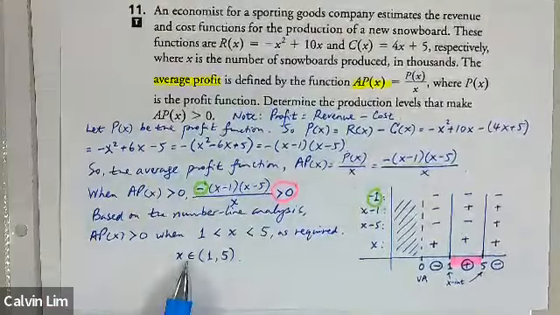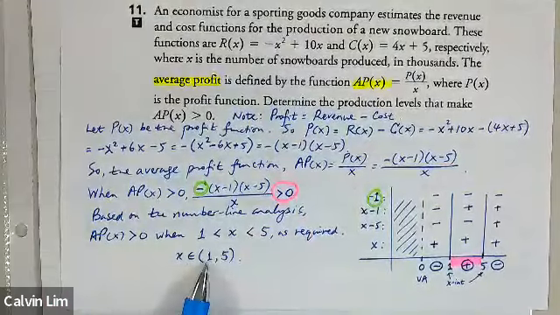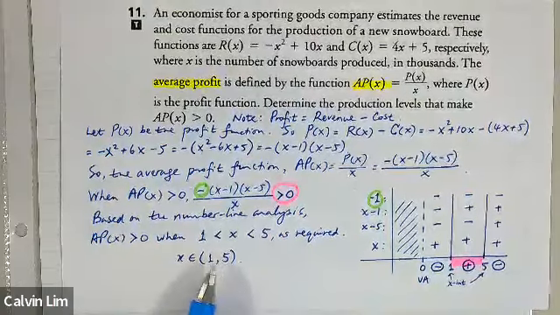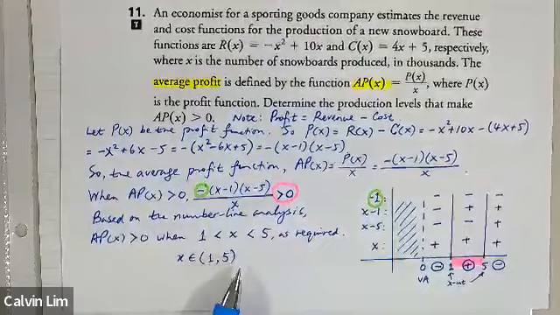Okay, so X is a member of the open bracket 1, comma 5, close bracket. It's round brackets, not inclusive.